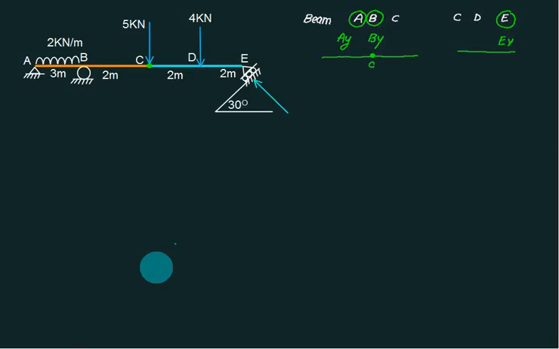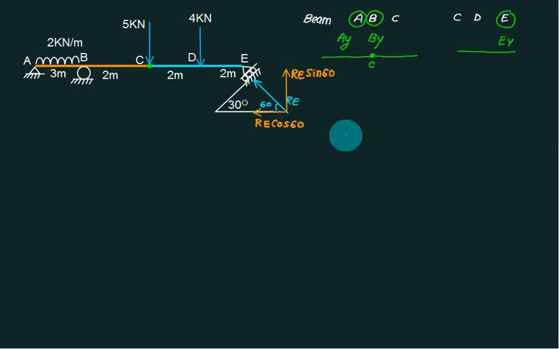What is this reaction? It is RE, made by this one at 60. How many components of this RE? Two components. One is this component and one is this component. This component is RE sine 60. This one is RE cos 60.